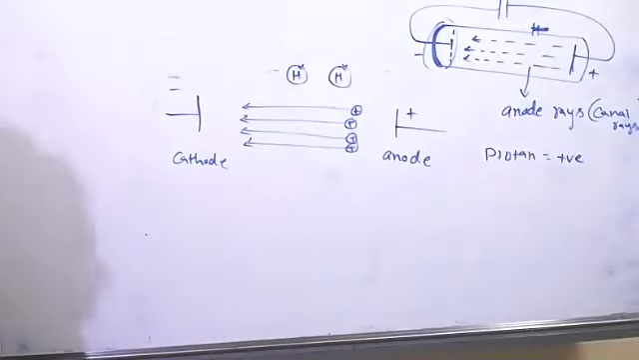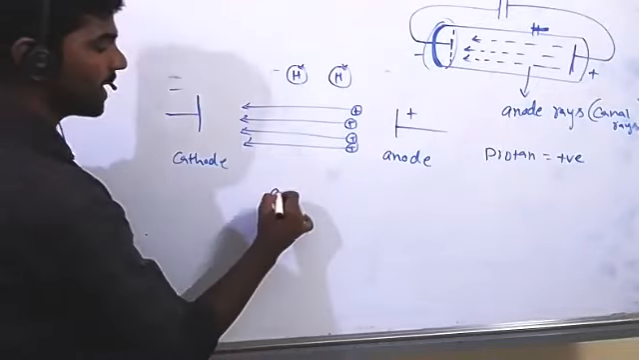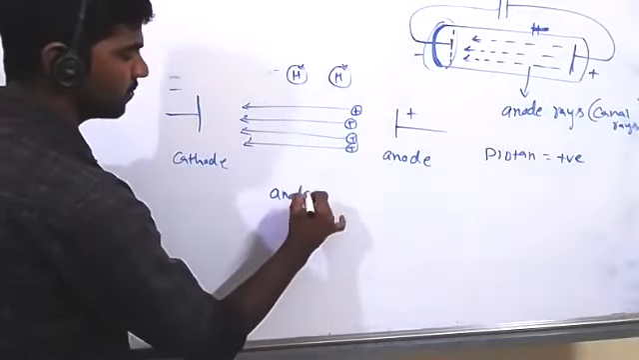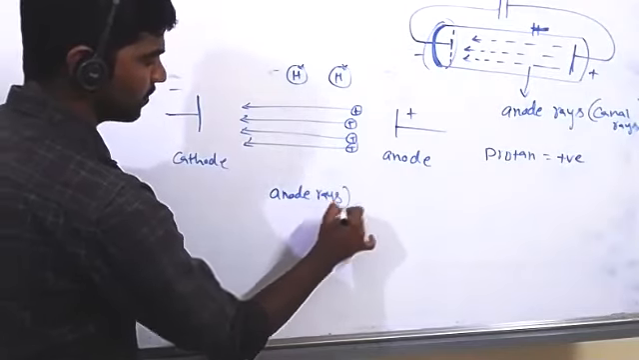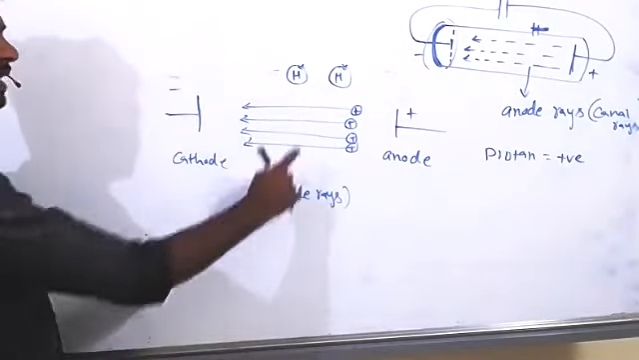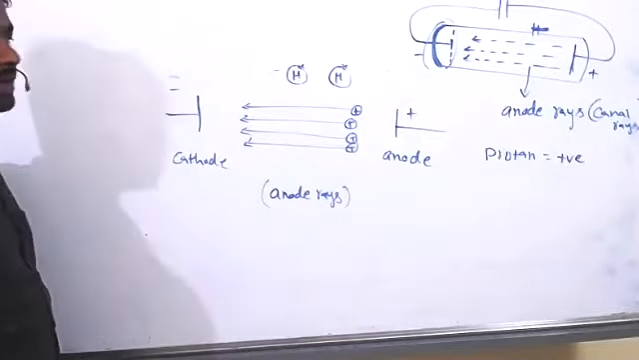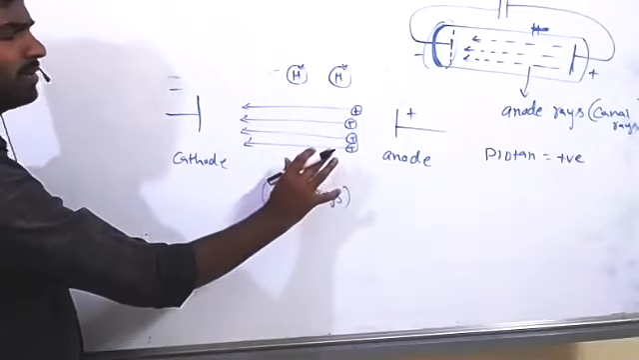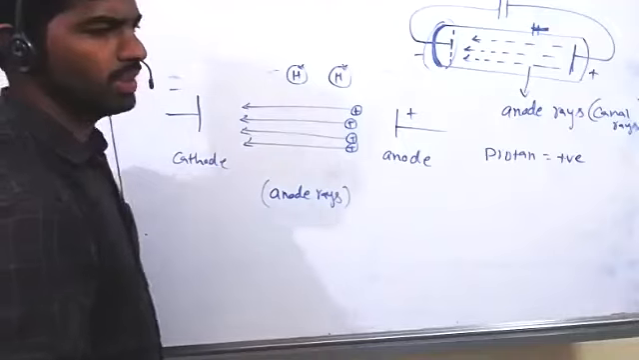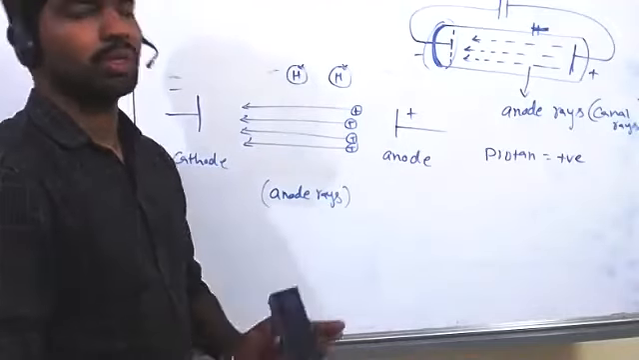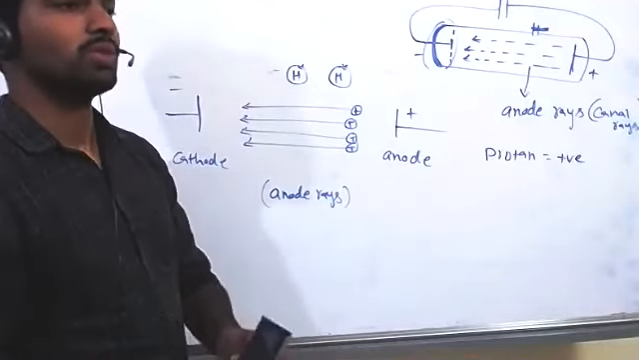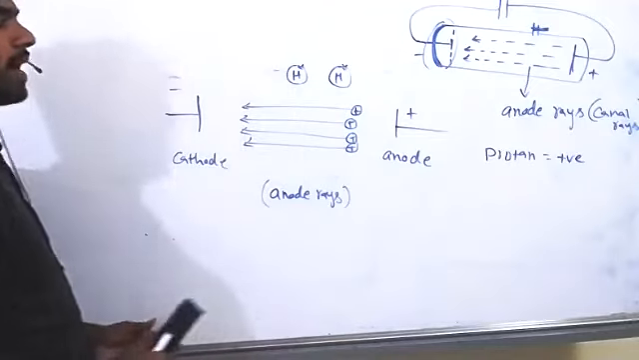So now what is the origin of anode rays? The origin of anode rays, gas or metal plate? Yes, gas is the origin for anode rays. Here I took hydrogen gas, fine. After losing one electron, it has only one proton, meaning in each atom one proton is there. Those protons are responsible for constructing anode rays.